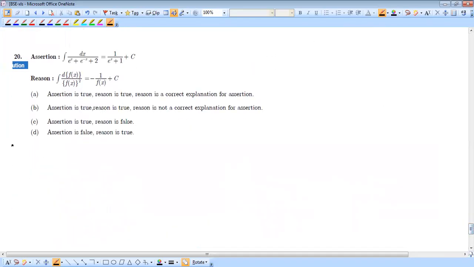Now question number 20. The same way, integration dx by e power x plus e power minus x plus 2. See this question, what I'm going to do. From the denominator, I'm taking out e power minus x. When I'm taking e power minus x, this e power x becomes e power 2x. And next one 1. And next one 2 e power x.